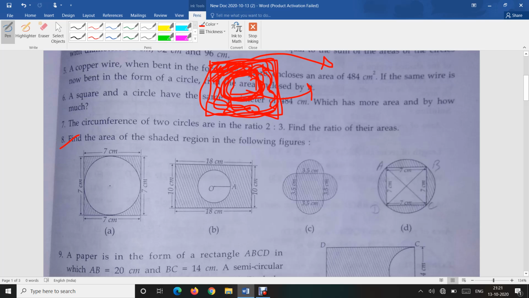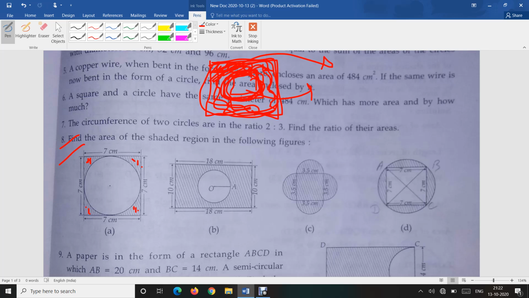Just see in question number 8 part A, a square is given and within this square there is a circle. So you have to find the shaded region in the following figure, that means this portion which is shaded by lines. In this part you can see two figures. First one is square and the second one is circle. So first of all you have to find out the area of both these figures.